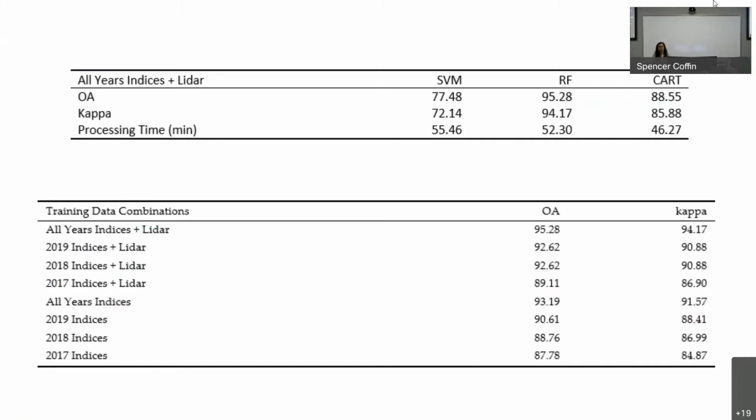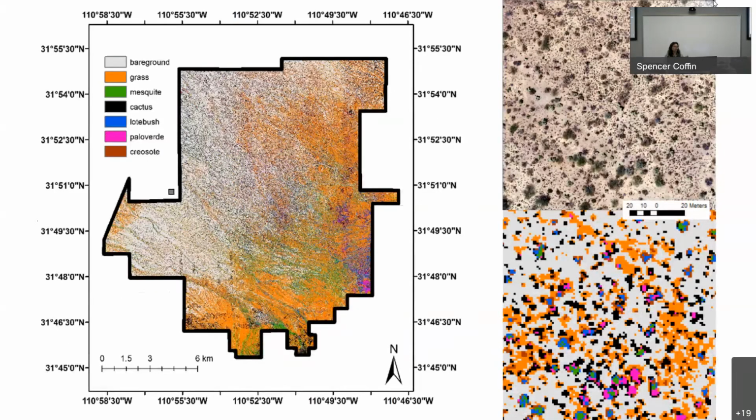And I also ran only the indices, and then indices with LiDAR, comparing which one had the better results. The results were that it was better to have the indices and the LiDAR for all years than just using 1 year of data, in terms of accuracy. So yeah, the next slide will show the overall. So this is Santa Rita's.